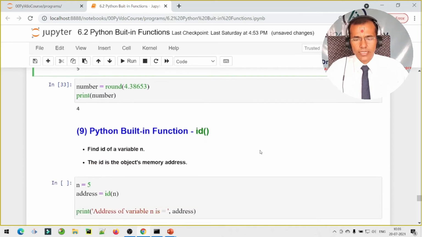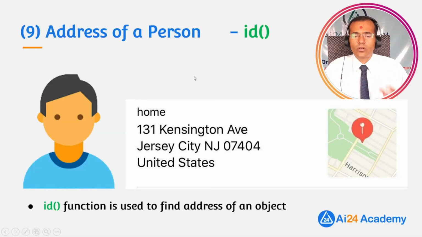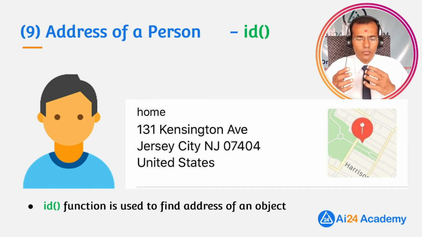Now let us look at the next built-in function, ID. So we know that every person has their home address. Similarly, the variables and objects in Python have their memory address. So the ID function is used to find the address of an object. Now let us look at its syntax and practical example.